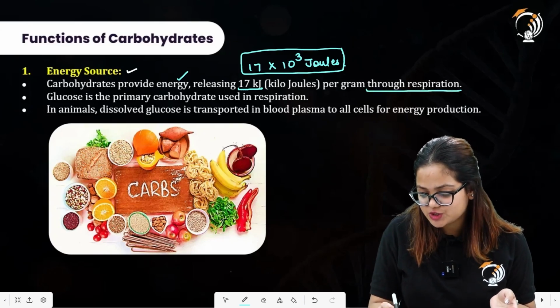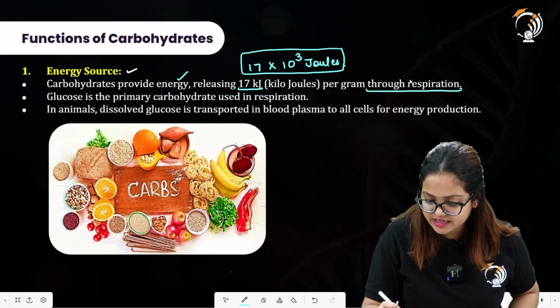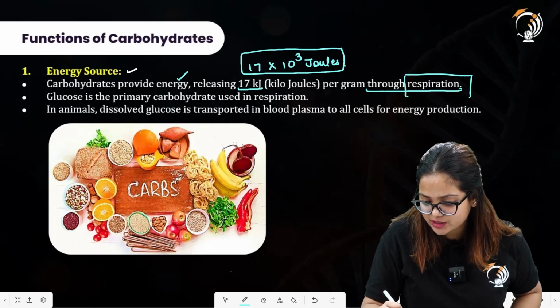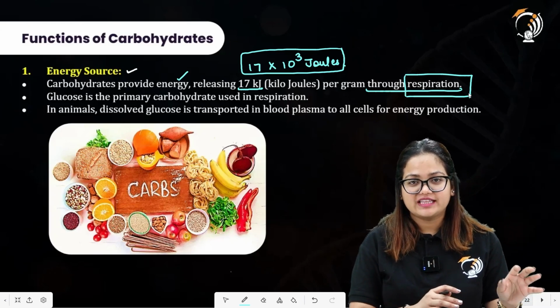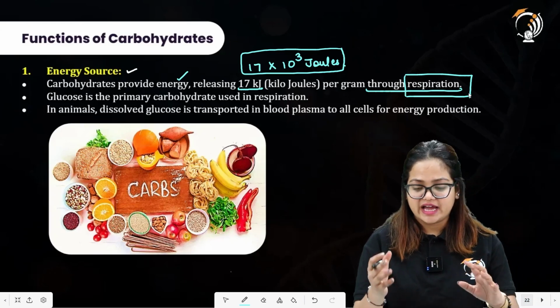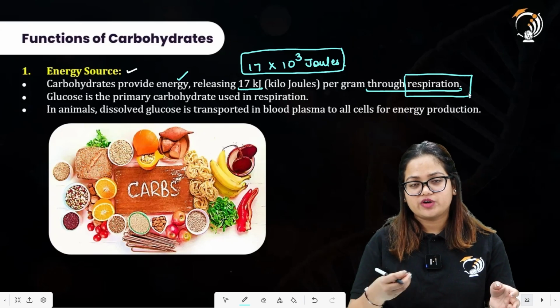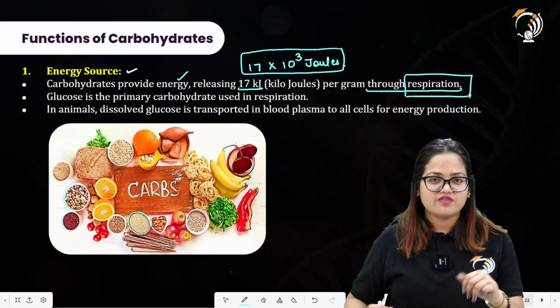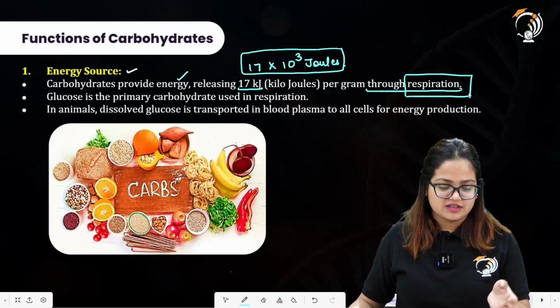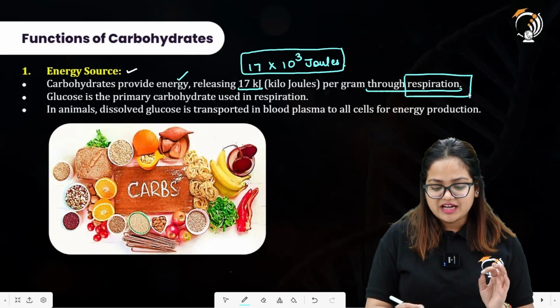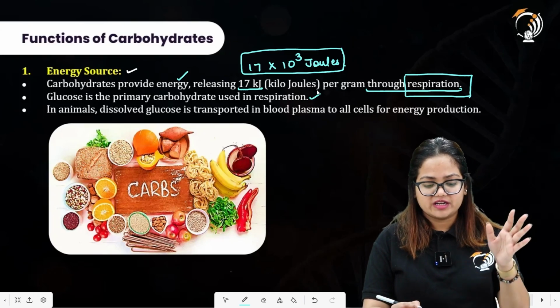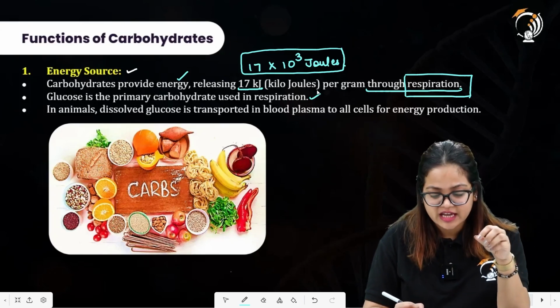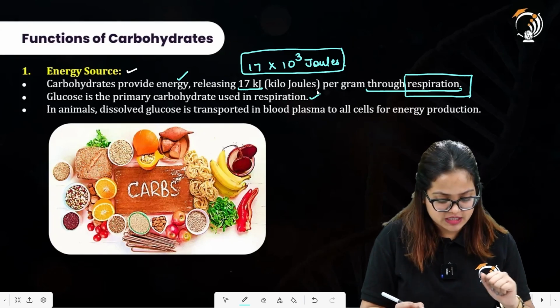Through the respiration process. And what do we mean by respiration? We have already understood about that too. So, obtaining the energy stored in the bonds of carbohydrate, that is between the carbon-carbon atoms, and obtaining the energy for doing the different processes of a living organism inside a cell. Glucose is the primary carbohydrate used in respiration. So, glucose is the main component here, the primary carbohydrate that is used in the respiration process.